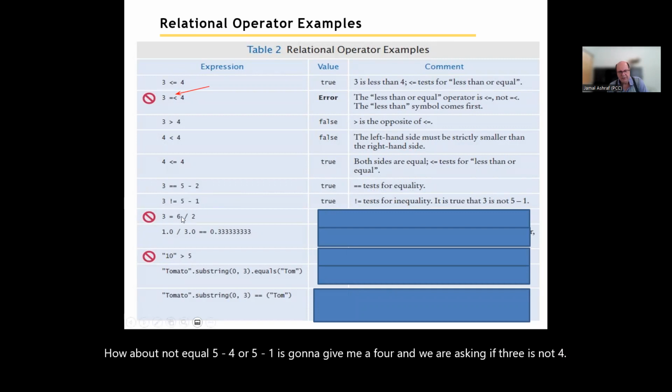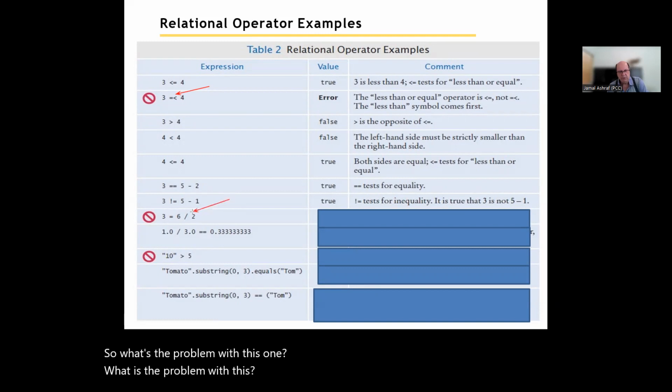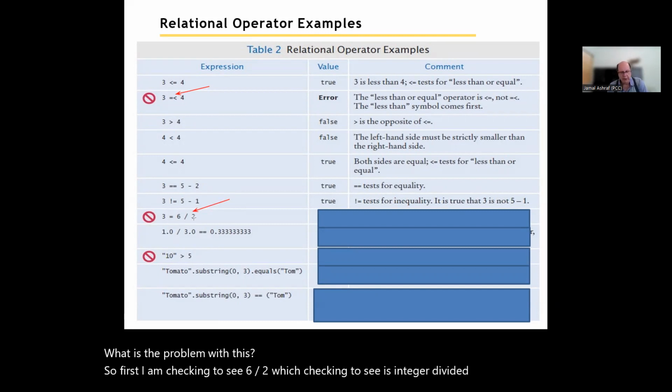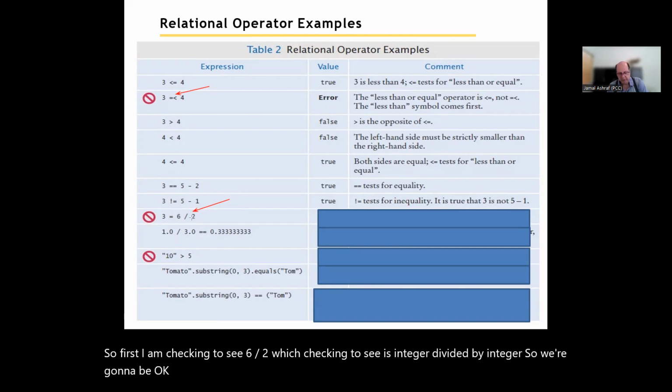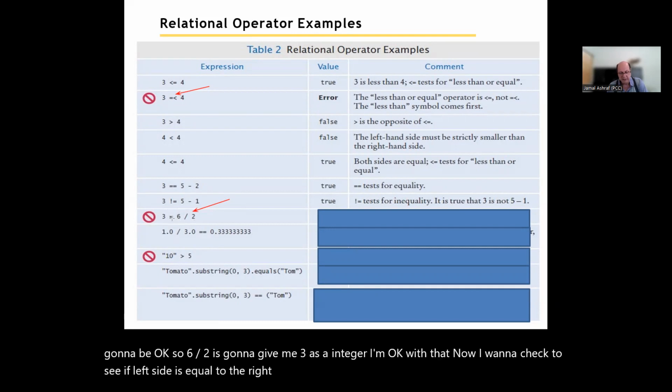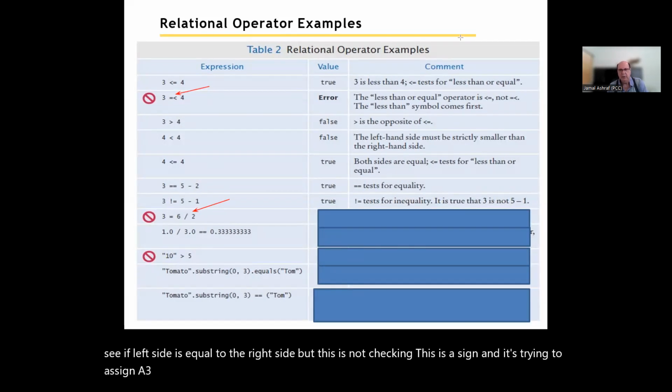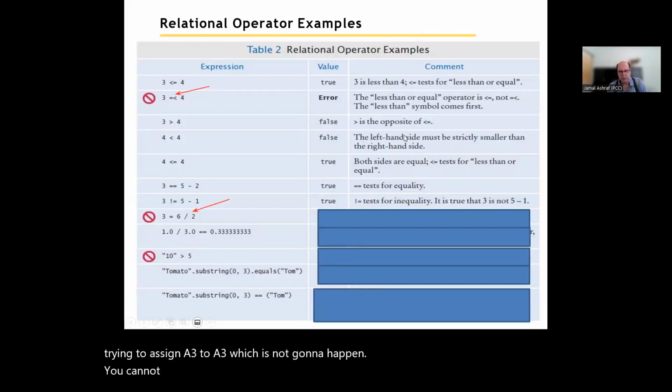Okay, so what's the problem with this one? What is the problem with this one? First, I am checking 6 divided by 2. We're checking an integer divided by an integer, so we're going to be okay. 6 divided by 2 is going to give me 3 as an integer. I'm okay with that. Now I want to check to see if the left side is equal to the right side. But this is not checking. This is assigning. And it's trying to assign a 3 to a 3, which is not going to happen. You cannot assign something to a number.